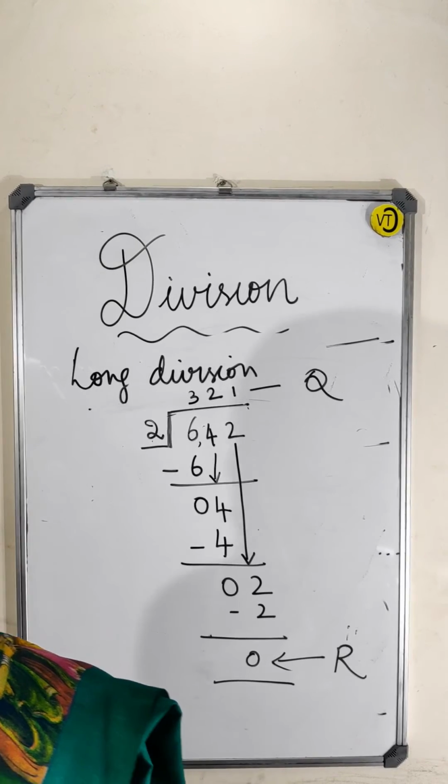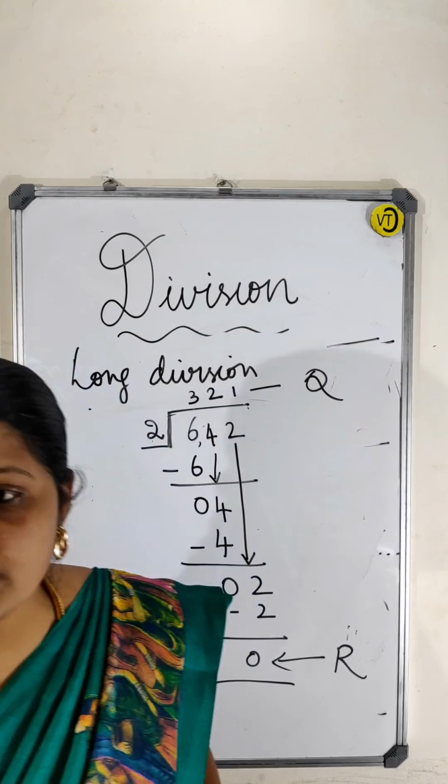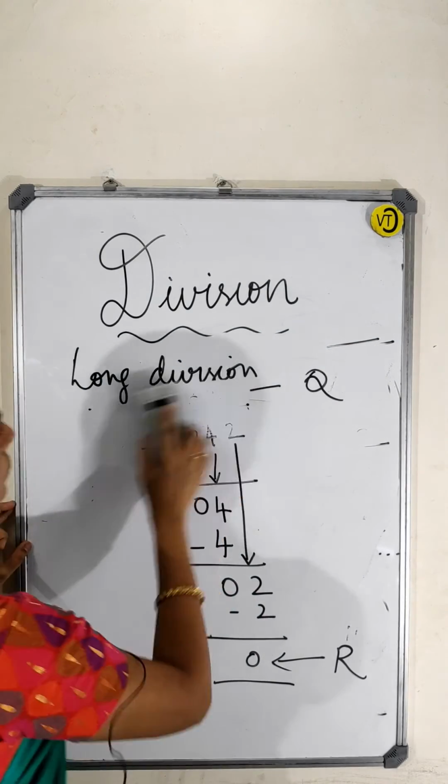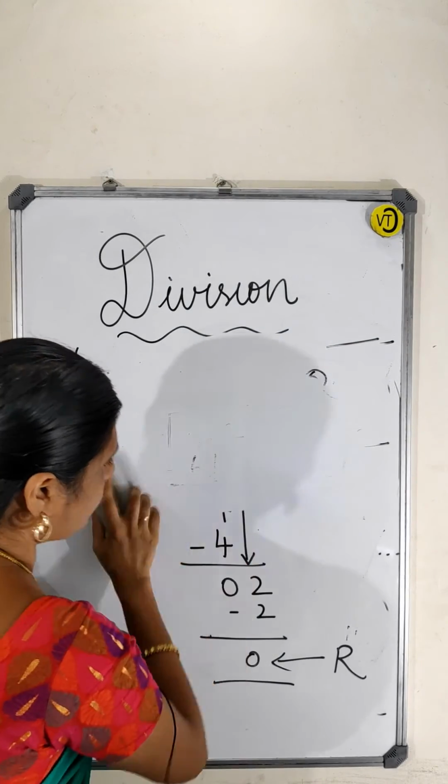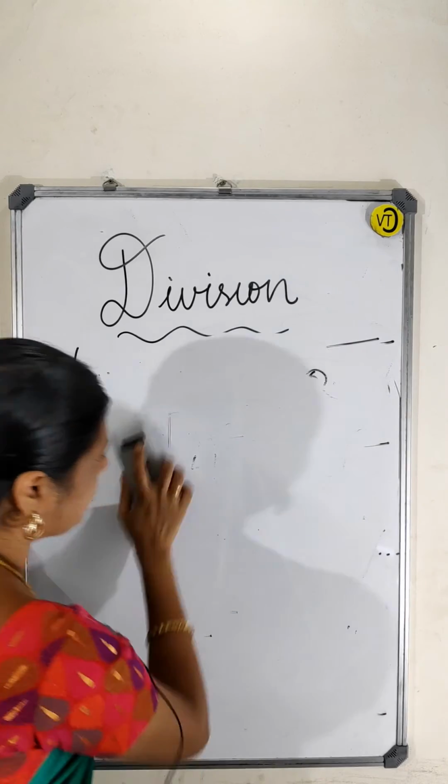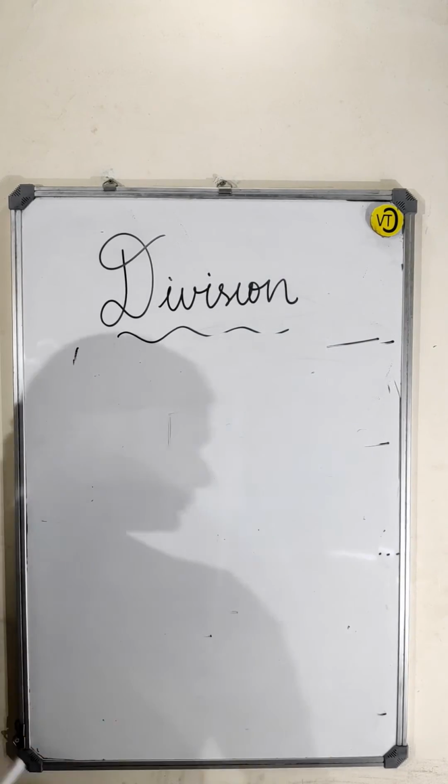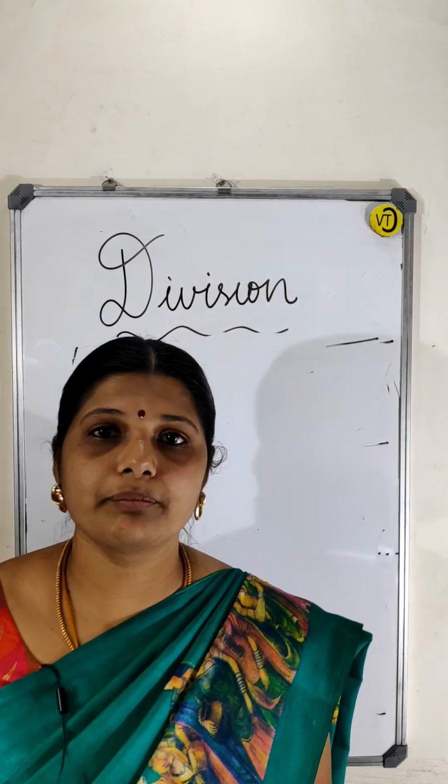Now I am going to tell you division with a remainder. Don't expect, guys, that division always means the remainder will be zero. Remainders can be many numbers.